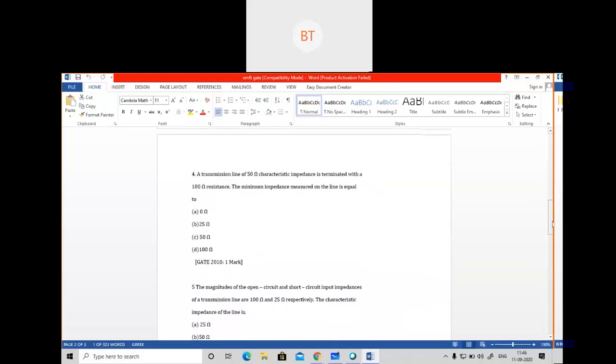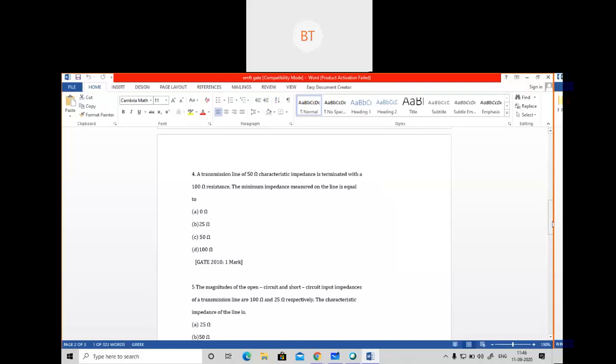In this fourth problem, a transmission line of 50 ohm characteristic impedance is terminated with a 100 ohm resistance, and they are asking you to calculate the minimum impedance measured on the line. So please think. They asked this question in GATE 2010.